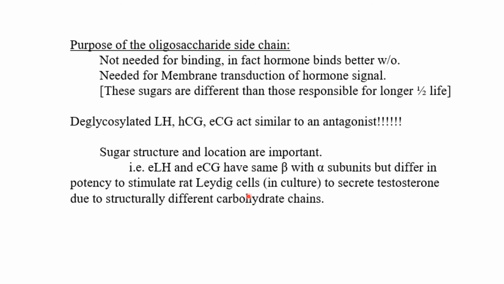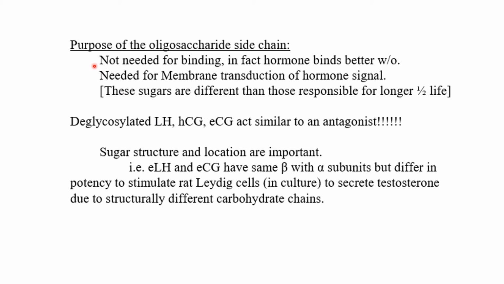So another example of not only is the alpha subunit important, not only is the beta subunit important, but the sugars that are attached to each are also important. And there are specific sugars on these glycoproteins that are needed for what? Membrane transduction of the hormone signal, getting that signal into the inside of that cell. The other sugars that are out there are simply for protection and extension of half-life. Do any alphas here require sugars to bind to the receptor? Heavens no. Nope, they do not. In fact, they bind better without.